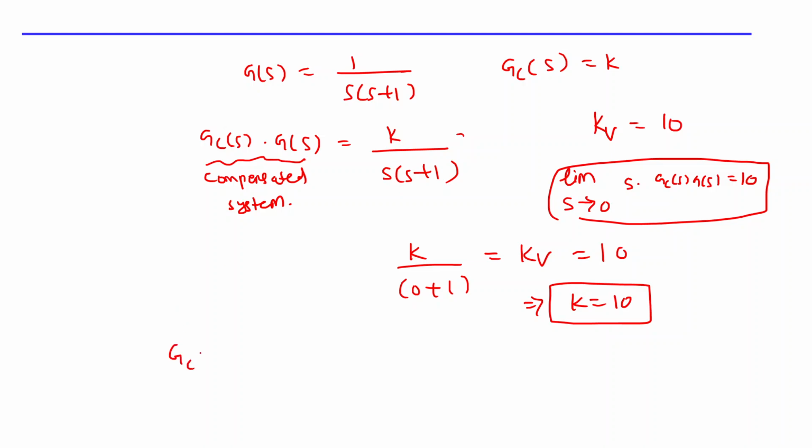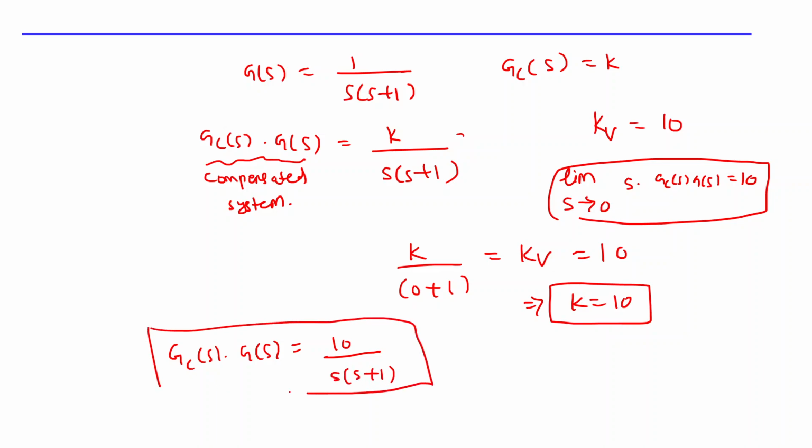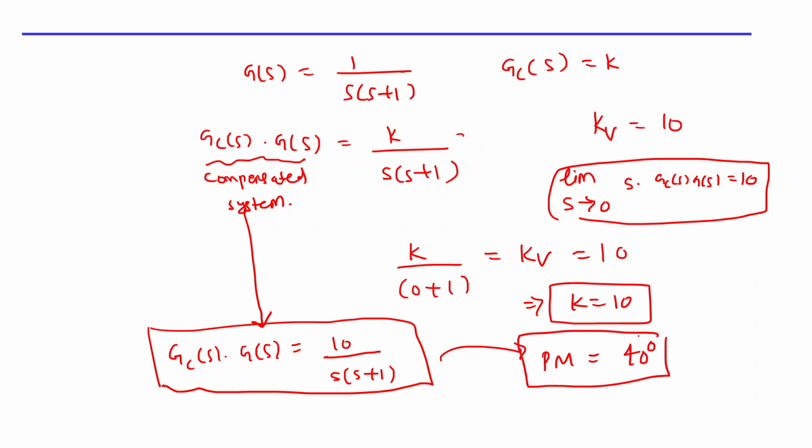So now what is the compensated transfer function? Gc of s into G of s is nothing but 10 divided by s into s plus 1. This is the total plant transfer function, the compensated system, you can say. Now for this you have to make the phase margin equal to 40 degree. In the question it is telling you to maintain a phase margin of 40 degree. So how to do that? You have to go in reverse. So what do you do?